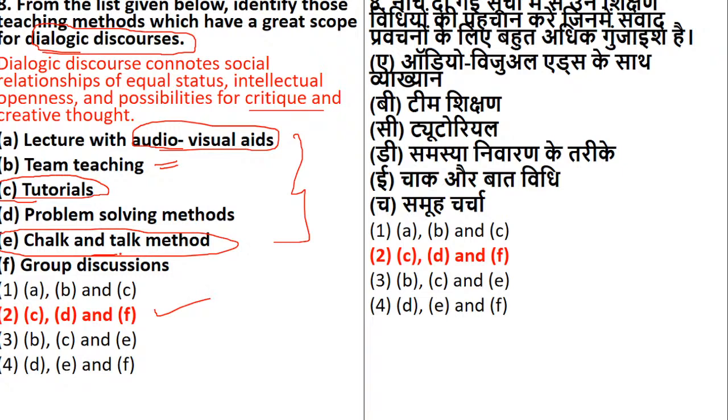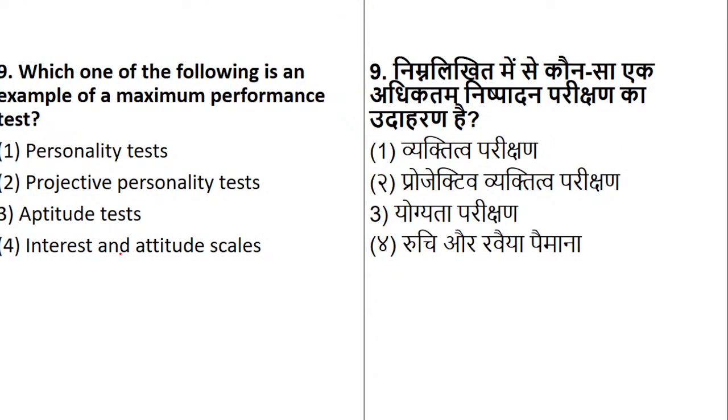So yes, now let's go to question number 9. This is one of the previous year questions. This concept is not in the syllabus, but they have taken this concept in a different way. So let's understand this concept very well. I have tried to put out all the notes for this concept. Now let's see: which of the following is an example of a maximum performance test? Whether it is a personality test, a projective personality test, an aptitude test, or interest and attitude scales. If you do not know this concept, wait, I will teach this concept in detail.